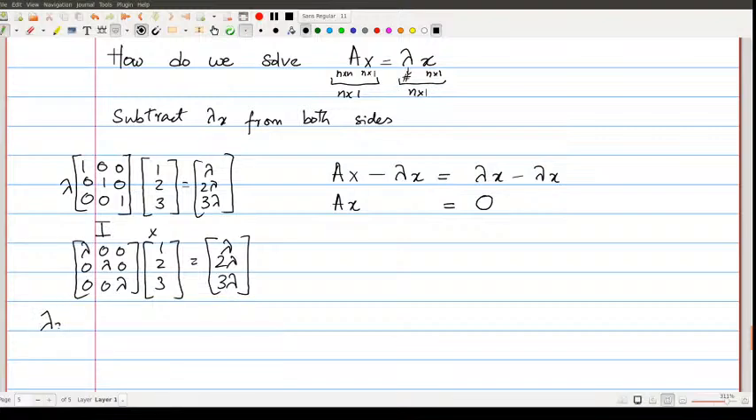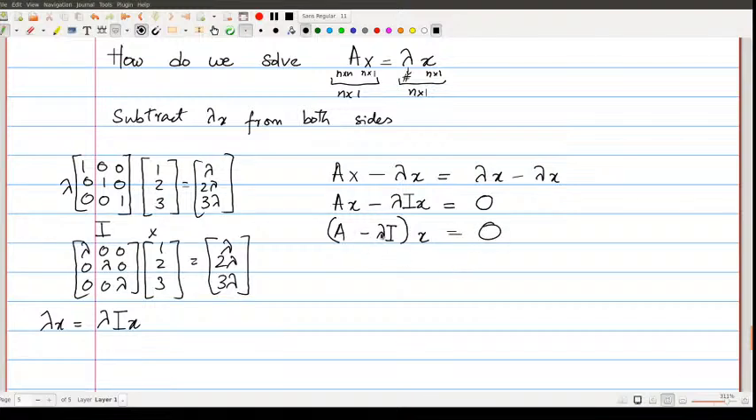So lambda x can be correctly written as lambda I x, and we're just introducing this, so this now becomes a matrix, right? So I'm going to rewrite this term as minus lambda identity x. And the reason I've done this is so that I have matrices on both the terms. Okay. So now we're allowed to put the matrices in parentheses, and so I can write A minus lambda I times x is equal to 0.